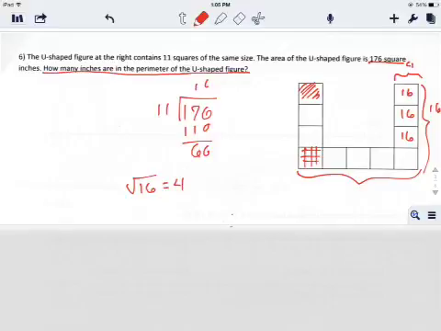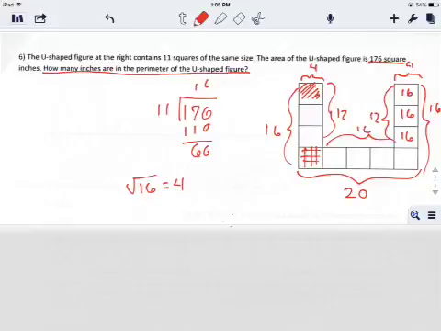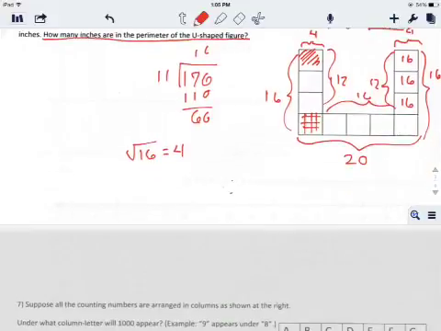This is 5 lengths of 4. That's 20. This is 4 lengths of 4. Again, that's 16. This one is 1 group of 4. This one is 12. This one is 12. And this one down here again is 16. So I can just add all those guys up.